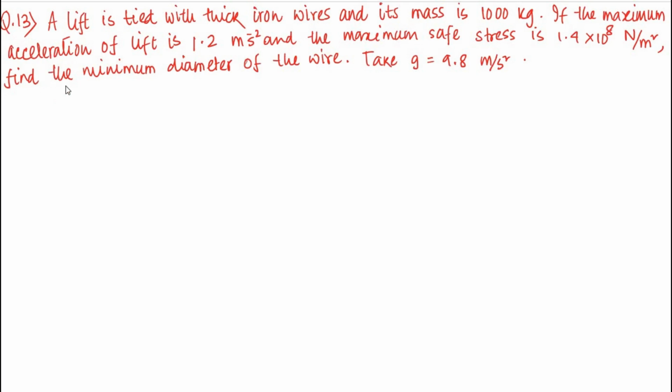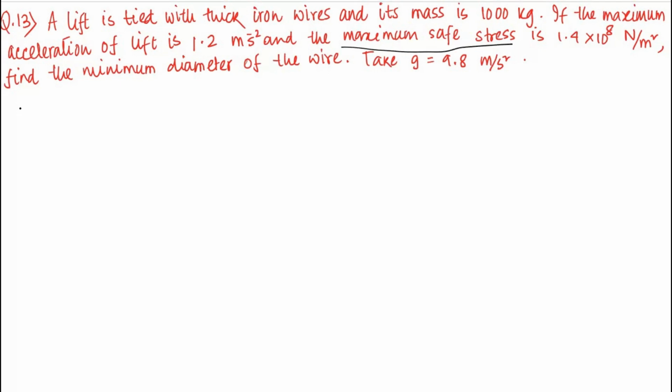Question number 13: a lift is tied with thick iron wires and its mass is 1000 kg. If the maximum acceleration of the lift is 1.2 meter per second square and the maximum safe stress is 1.4 into 10 to the power 8 Newton per meter square, find the minimum diameter of the wire. Take g equal to 9.8 meter per second square. Now here one term is mentioned, that is maximum safe stress.